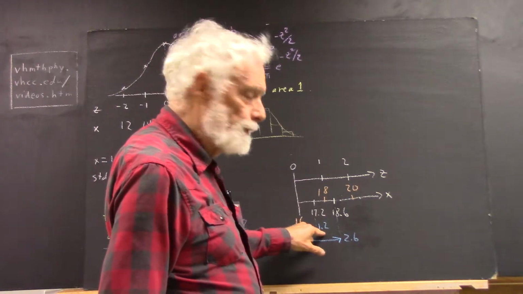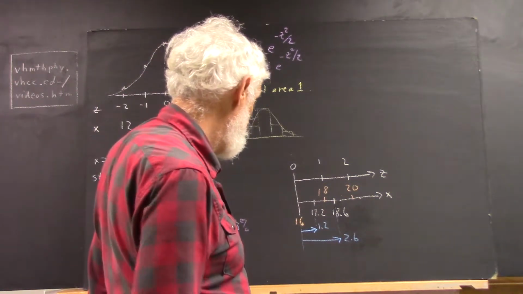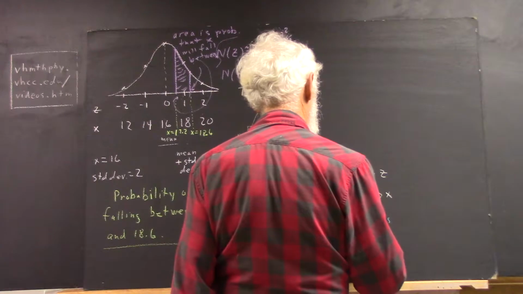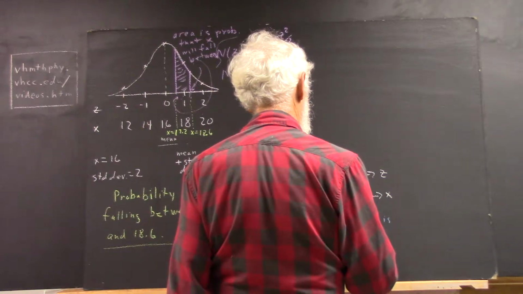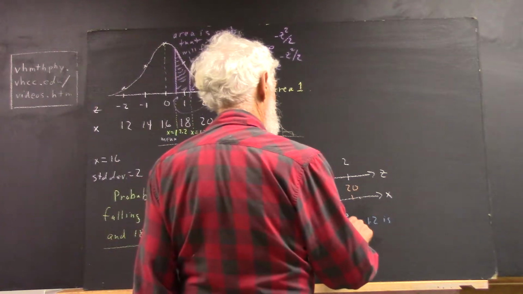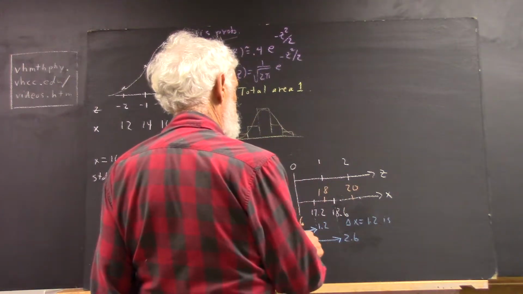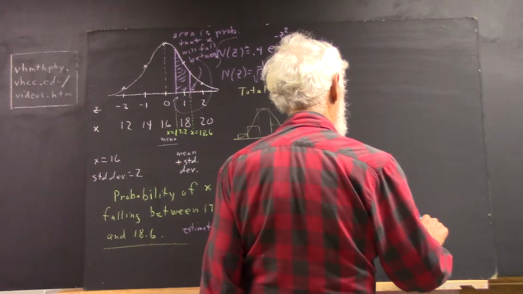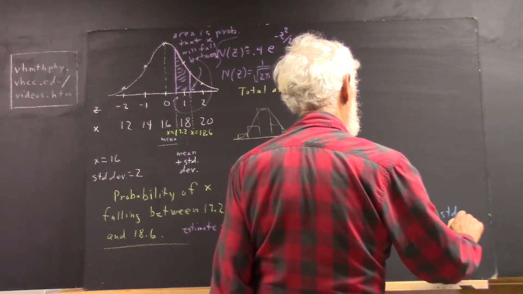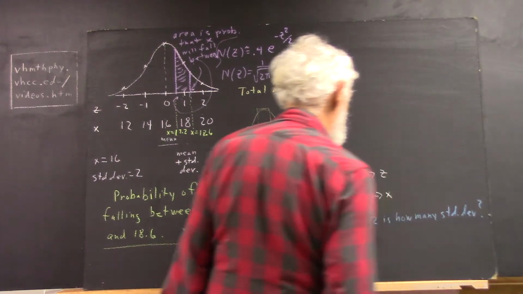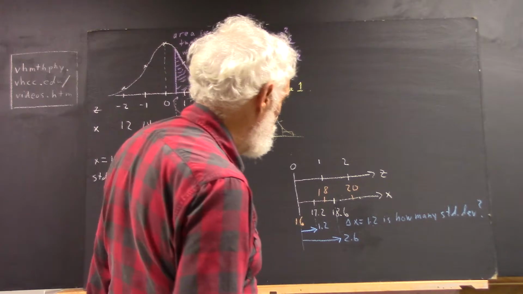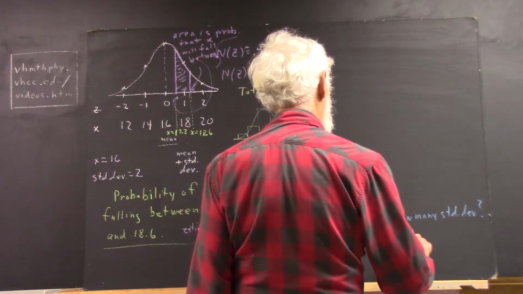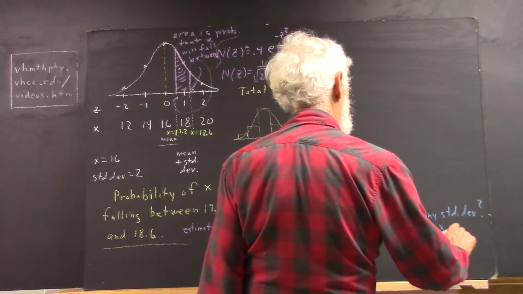Now, how many standard deviations is each of these numbers from the mean? I say it like this: delta x. This would be a delta x between here and here. Delta x equals 1.2 is how many standard deviations? How would we answer that? Well, one standard deviation is 2. I'll say standard deviation for x is 2.